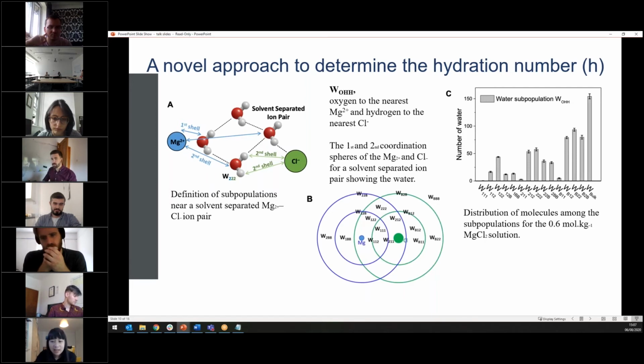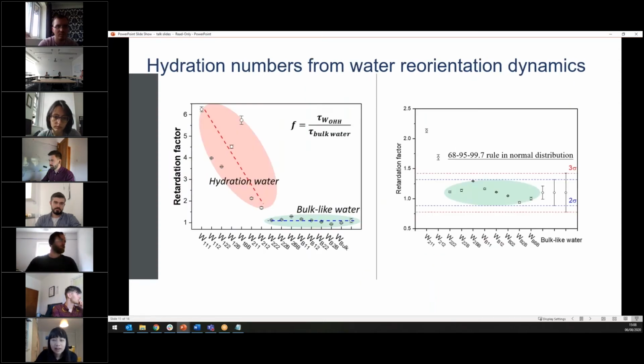In figure A we can see an example of the W222 subpopulation. The oxygen is in the second coordination shell of magnesium, and both hydrogen atoms are in the second coordination shell of chloride. Figure C reports the distribution of water molecules among the 15 subpopulations. So we just get the H from these figures. Please go to the next slide. Yeah, here is the result.